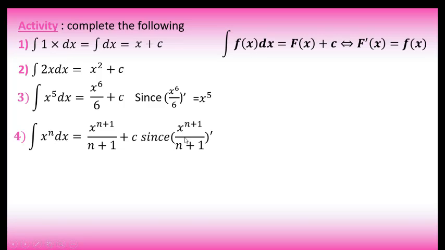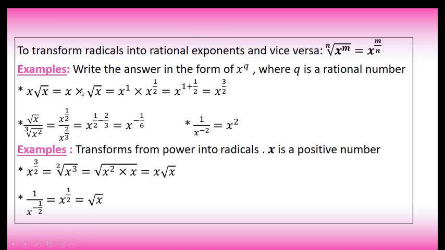Why? Since the derivative of this equals n+1 multiplied by x^n, the power is reduced by 1, and we carry out x^n. It is the basic property of my chapter.